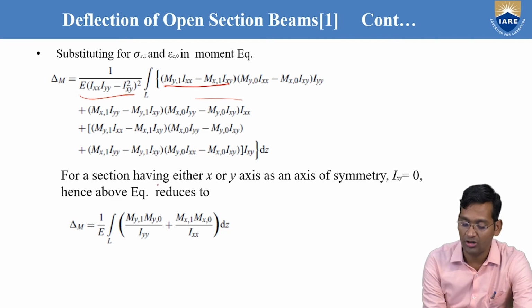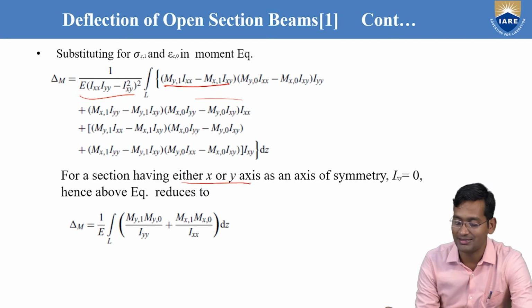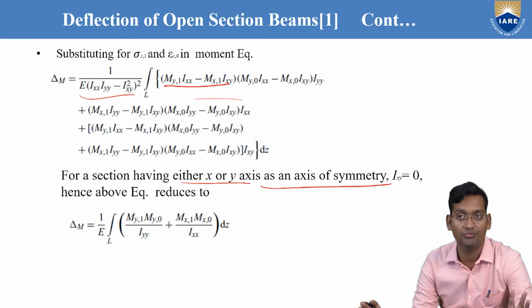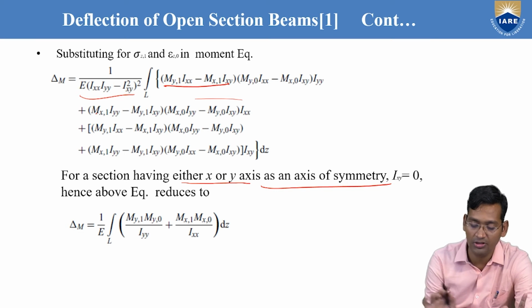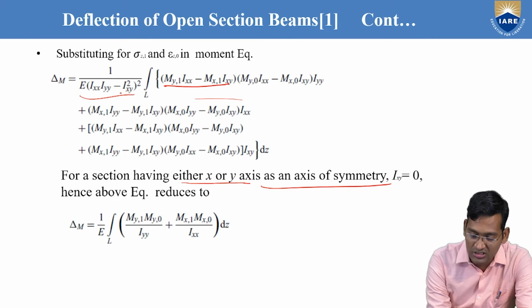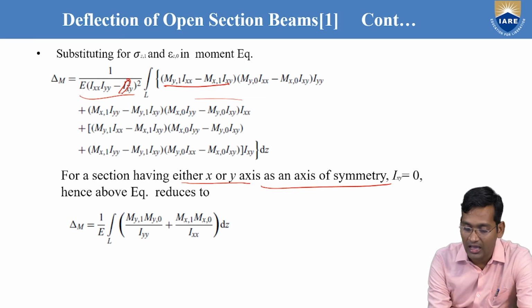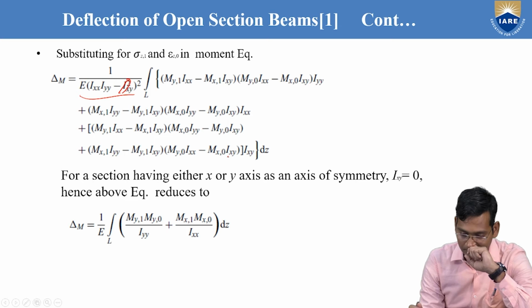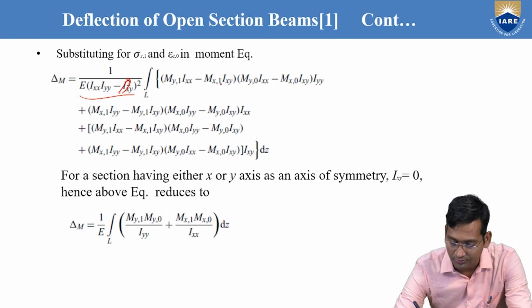So let's see here. For a section having either the x or y axis as an axis of symmetry, either any one is there, either x or y, by that time Ixy will be 0. So put Ixy as 0 here. So now this term also will be 0, right? Ixy means this term will be 0, right?